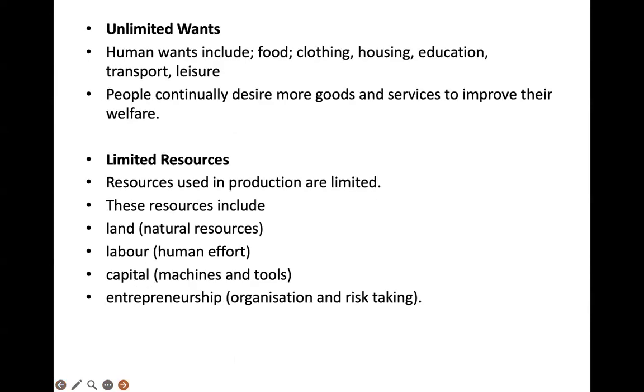And when you talk about unlimited wants, what comes into your mind? We are saying that human wants include food, clothing, housing, education, transport, and leisure. So people continually desire more goods and services to improve their welfare. Right now, if you are living in one bedroom, you wish for living in what? A chamber and hall. When you get chamber and hall, you wait for living in 3 bedrooms. It means your wants are unlimited.